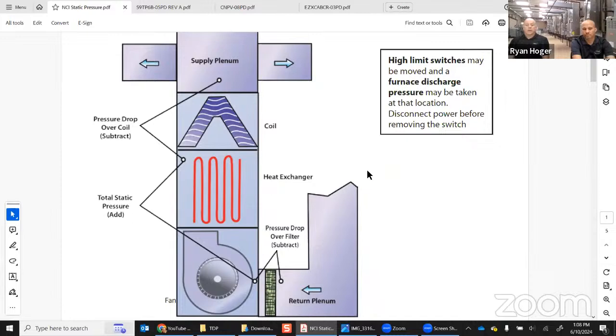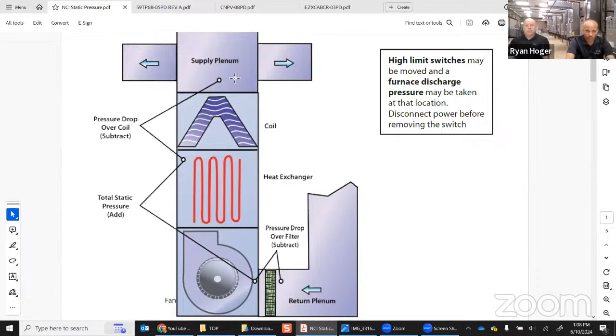To find out with the evap coil, we'd be measuring from above the bottom end of the evaporator coil to above the evaporator coil. So we'd be on both sides of the evap, just like for a filter, we'd be on both sides of the filter.